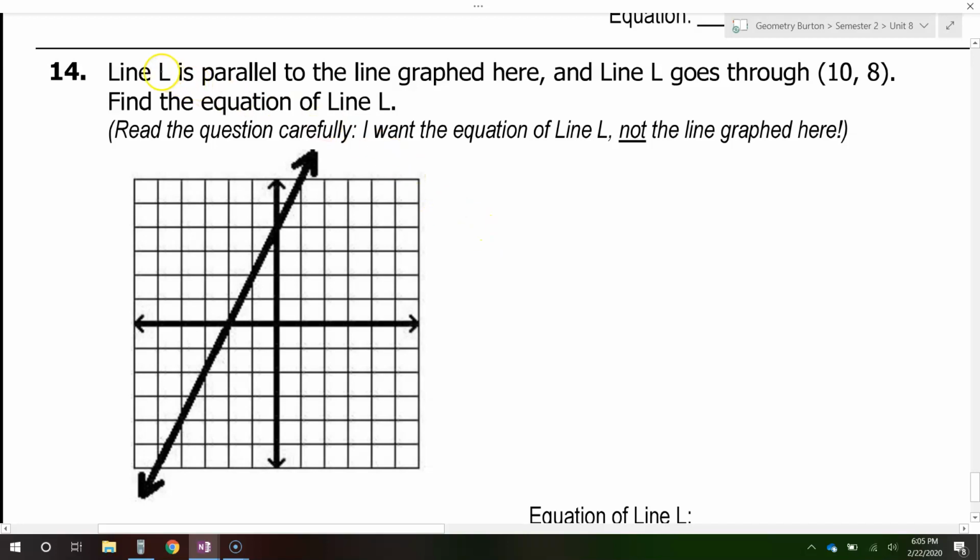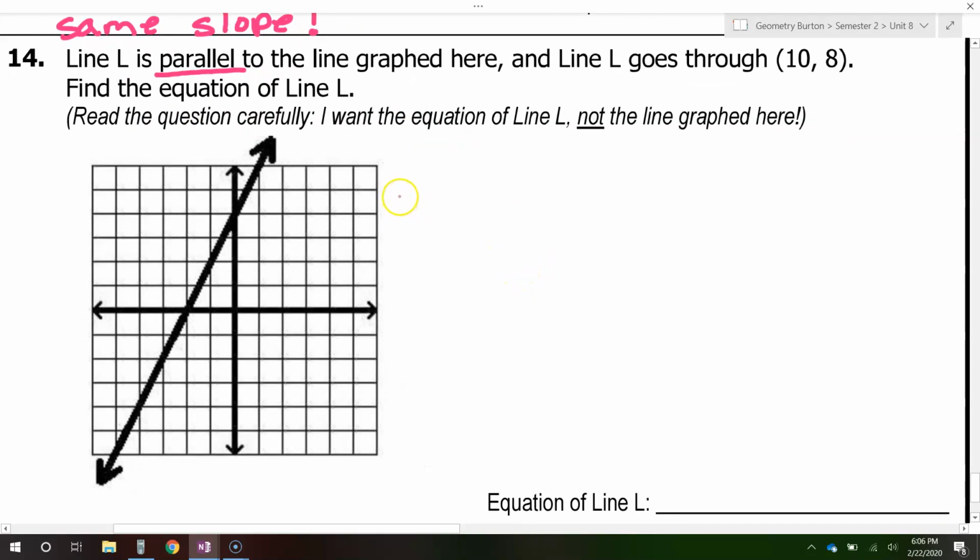Number 14. Line L is parallel to the line graphed here. Let me just pause there. As soon as I see the word parallel, before I go any further, what pops into my mind is same slope. All right, parallel lines have the same slope. Okay, and goes through this point. So find the equation of line L.